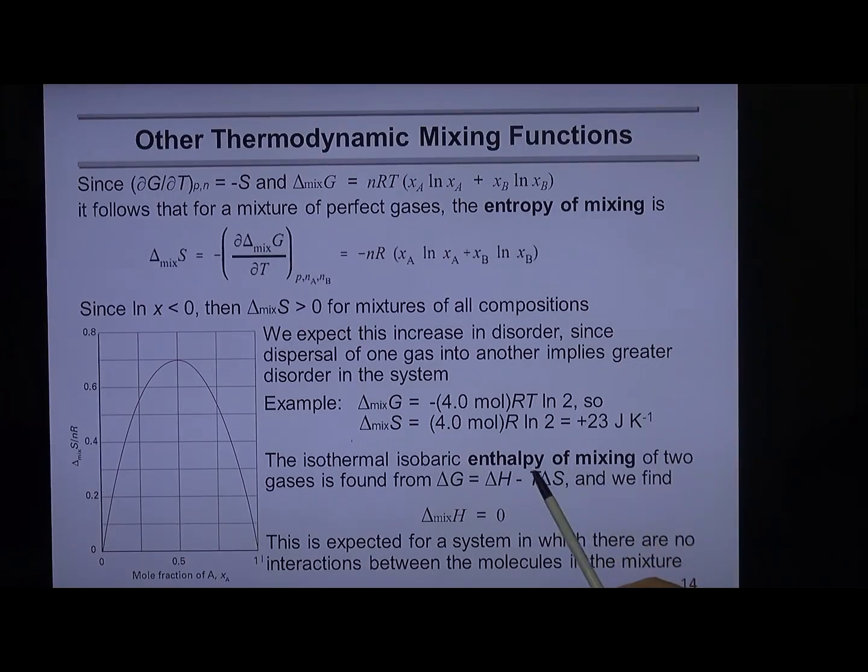And we can also calculate enthalpy of mixing, right? Delta G is delta H minus T delta S. So if you calculate it, enthalpy of mixing is 0. There's no enthalpy change upon mixing two different non-reacting gases. So basically, mixing two different gases is a spontaneous process, and the driving force to make this process spontaneous is entropy change, entropy increase. Right? Okay. Increase of entropy of the system.